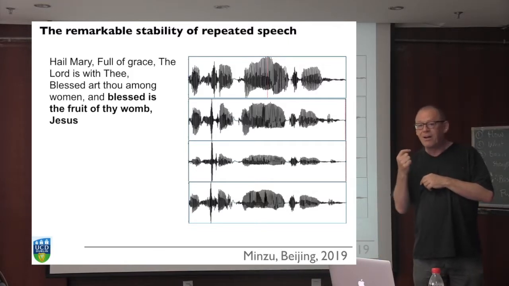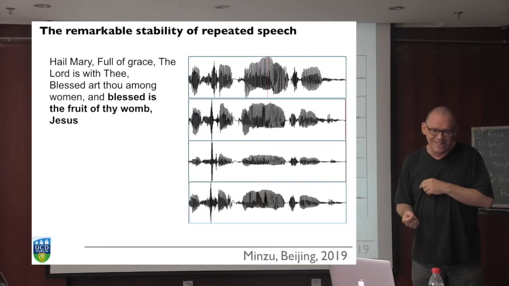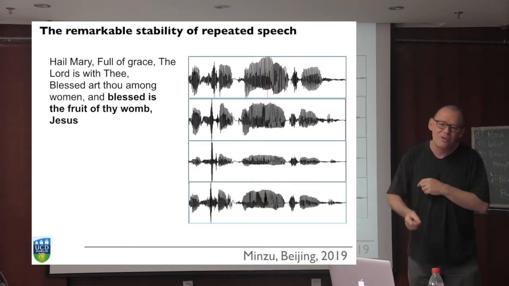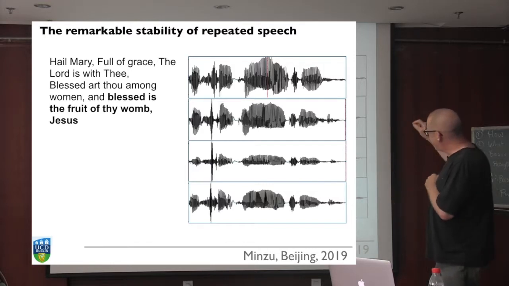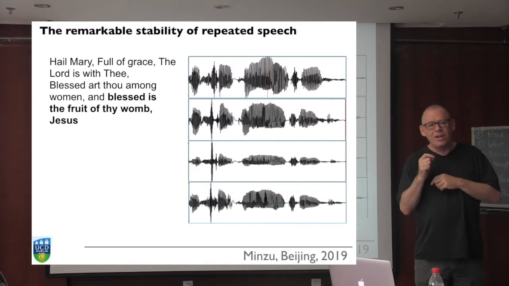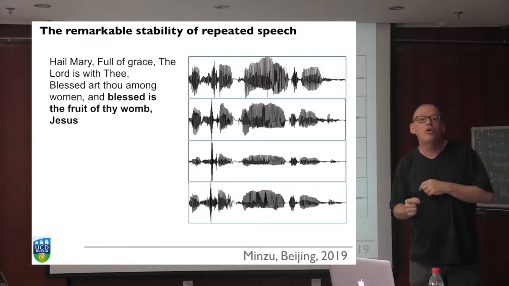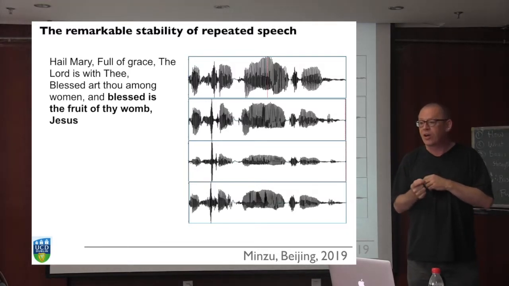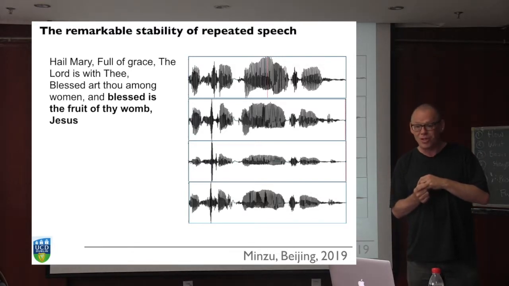Those are the four recordings you just heard. They, to my ear, are identical. I can hear no difference between them. I can see very, very slight differences. And the important thing is, this is not the way you would say those words if you were trying to communicate. You would say, blessed is the fruit of thy womb, Jesus. You would not say, blessed fruit of thy womb, Jesus.